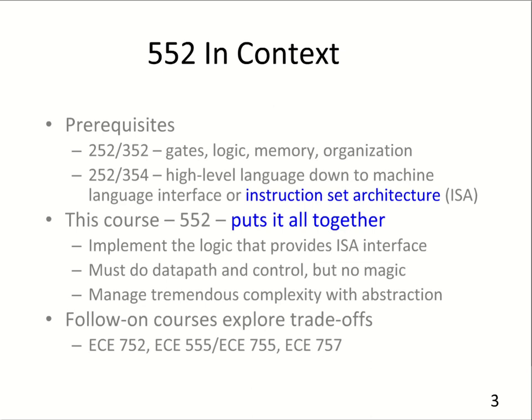This course, 552, really puts these concepts together. We teach you how to implement the logic that provides that instruction set architecture interface. You will have to design data path and control logic in this course. We're going to try to remove all of the magic there, so there's no more mystery around what has to happen to make this all work together. And you'll learn about some of the tools that we use. The most important tool is really a concept called abstraction that's used to manage the tremendous complexity that is hidden inside these computing systems.